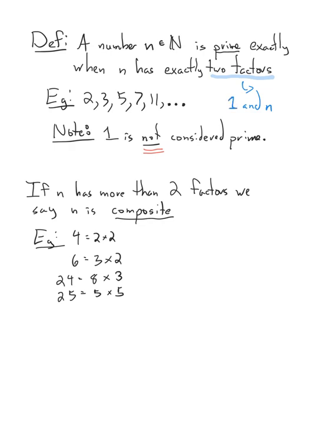So things like 2 is prime, the only factors of 2 are 1 and 2. 7 is prime, the only factors of 7 are 1 and 7. You can't break it up into smaller factors except 1 and itself.